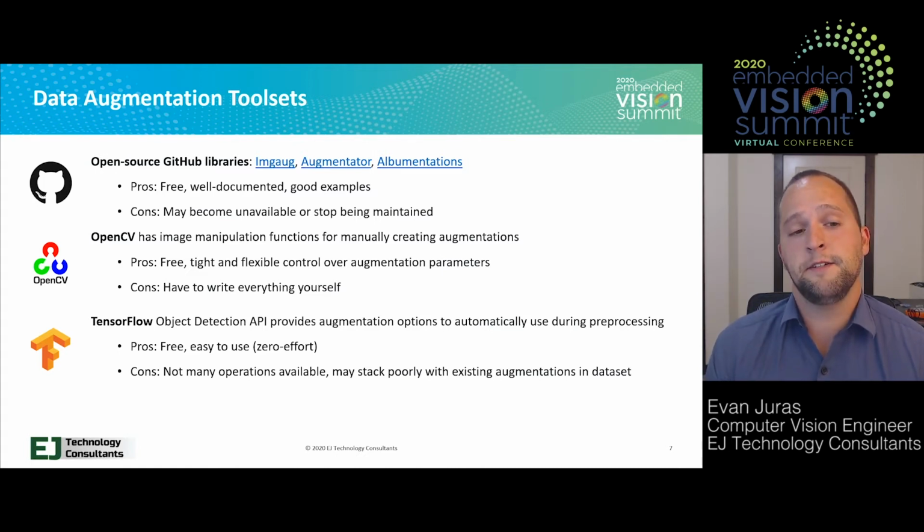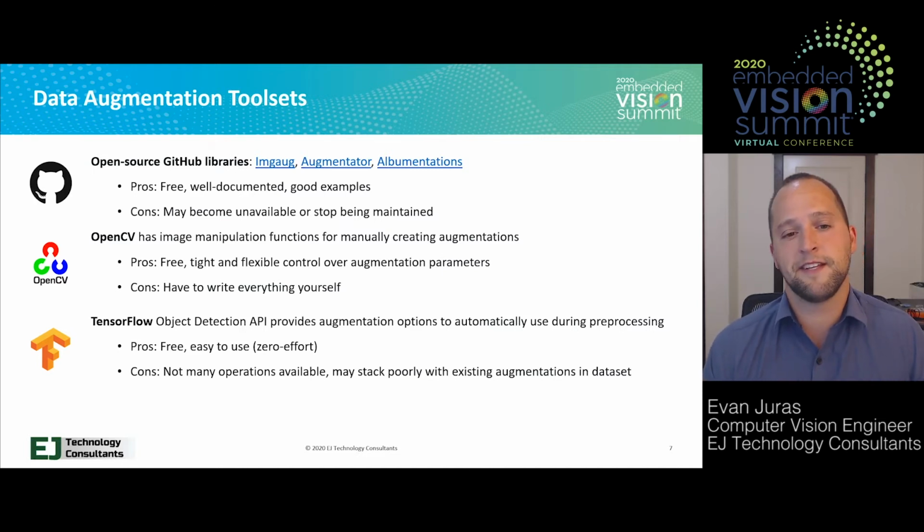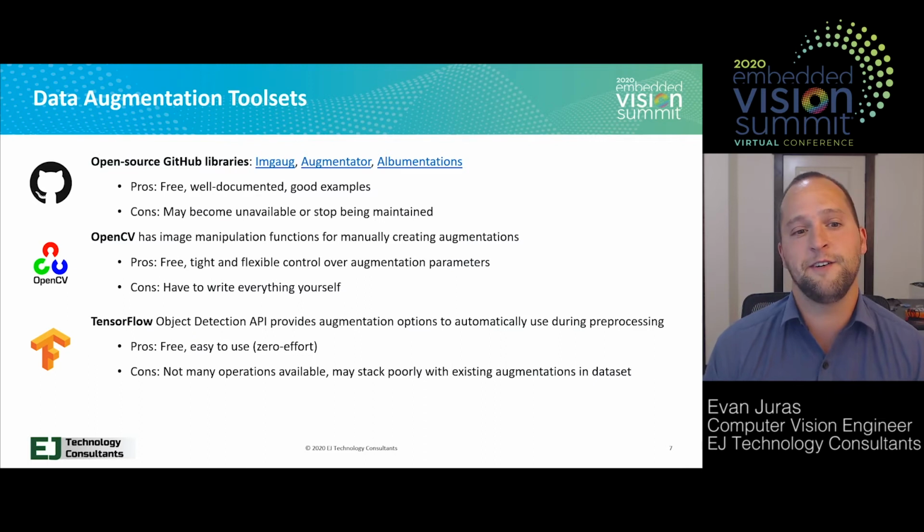A second option is using OpenCV, which is a very common computer vision open source library that has a lot of image manipulation functions that you can use to manually create your own augmentations. Pros of this are it's free and you can have very tight and flexible control over the augmentations that you're doing. For example, you can write something that says like, I'm going to go to every 5th pixel and turn it some shade of gray, something like that. The drawback is that it takes more time because you have to write all of these augmentation functions yourself.